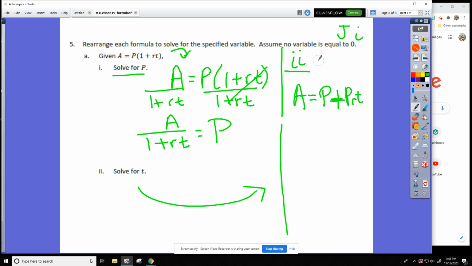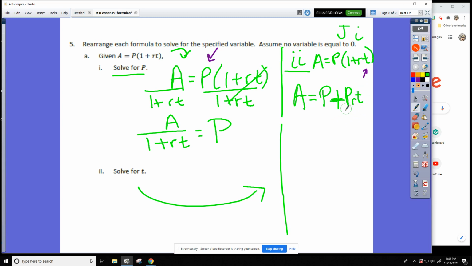Now 2, we're going to solve for T. So remember our original is A equals P times (1 plus RT). Now since we want to solve for T, it's not by itself. Like in the last one, the P was pretty much on its own because that's multiplication. Here, it's multiplied, it's added, and then it's multiplied to this. So we're going to have to distribute that P, which is what I did right here, P times 1 and P times RT.